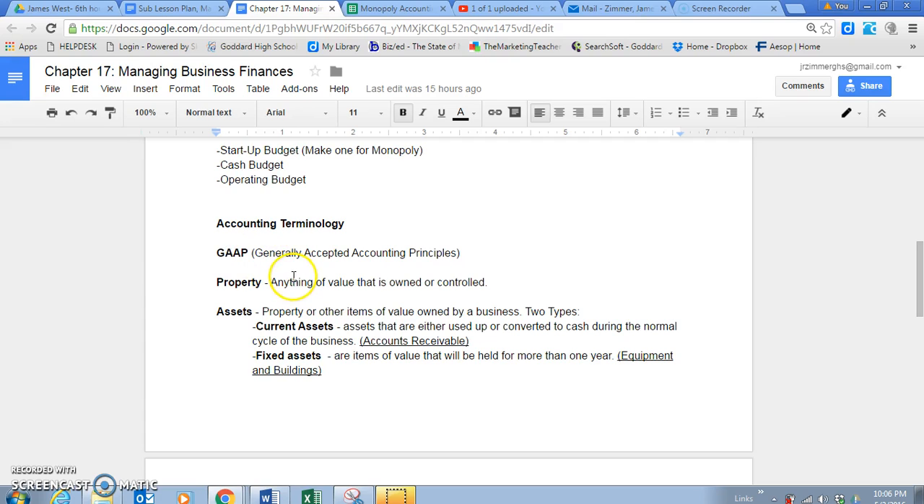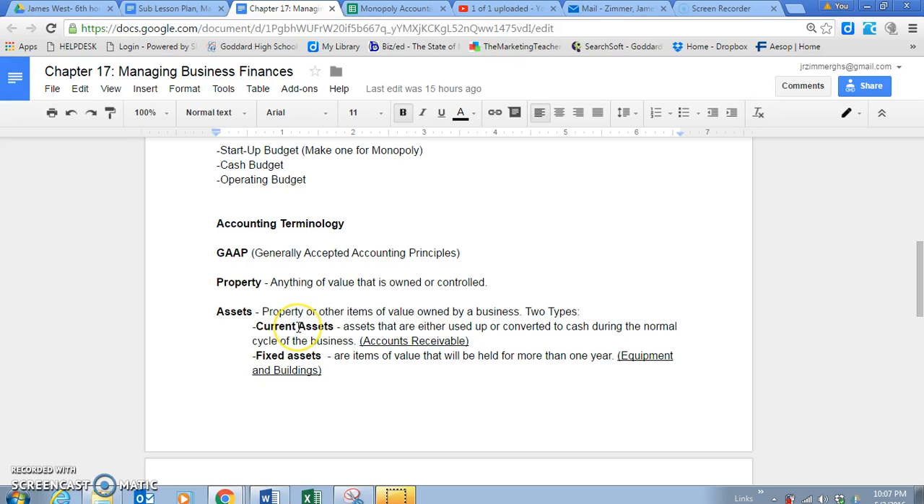The second thing is property. This is anything of value that is owned or controlled. And you can think of property in many ways in your own life. You have a lot of property yourselves, and ultimately what property becomes is the next thing, which is assets, which we talked a little bit about yesterday. But just to give you a little bit more information, assets are property or other items of value owned by a business. And there are two types: current assets and fixed assets.